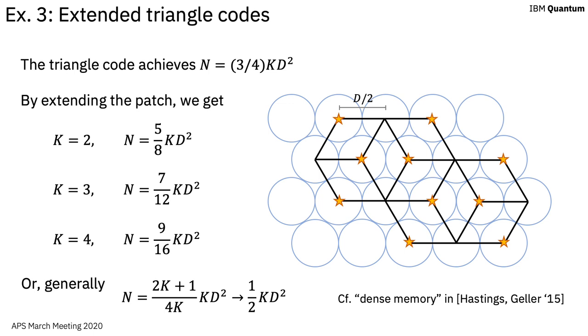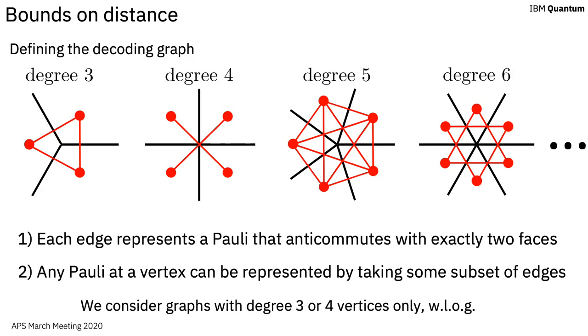This 1/2 kd squared was also pointed out by Hastings and Geller, and this is like a concrete patchwork implementation of that density. Okay, so the second to last thing that I want to talk about is how you come up with bounds on the code distance.